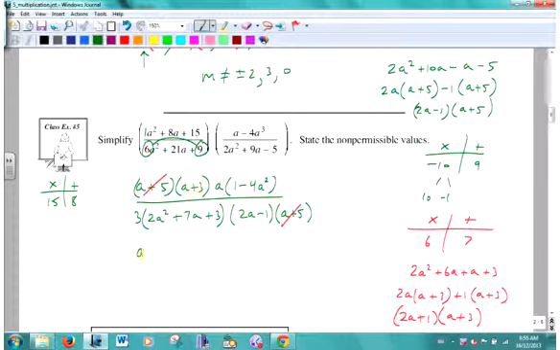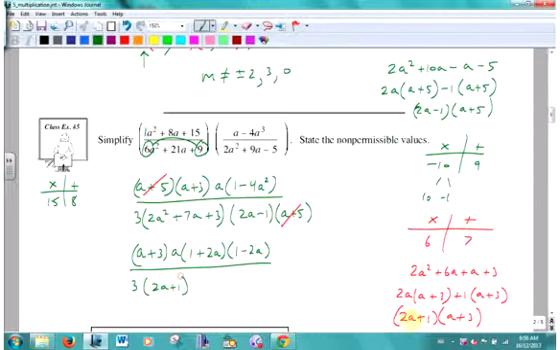A plus 3 on the top. I got an a. What does this become? Difference of squares. 1 plus 2a, 1 minus 2a. Okay. On the bottom, I have 3 times this. 2a plus 1, a plus 3. Okay, that's what this thing became. And I still have 2a minus 1.